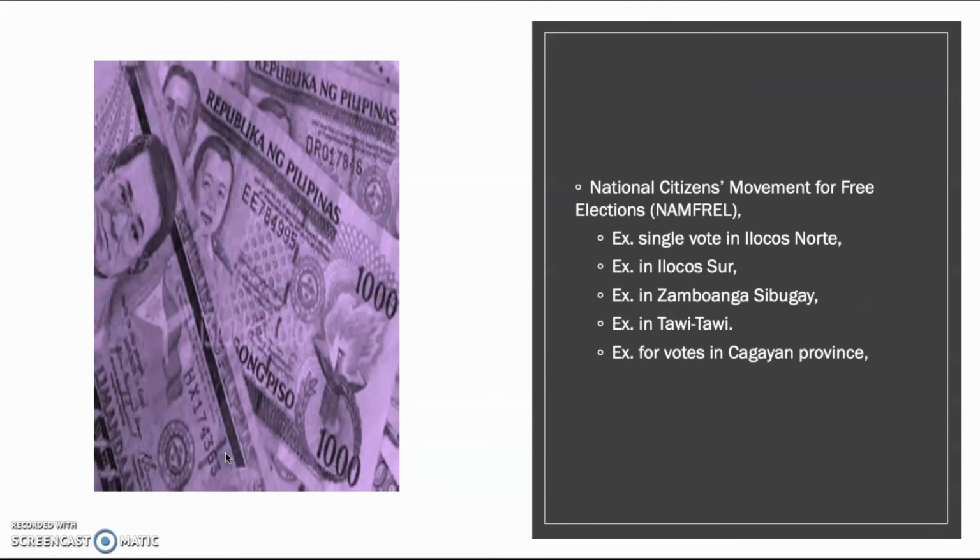So again, according to the records of NAMFREL, based on the materials given to us by the Commission on Elections, a single vote in Ilocos Norte is worth about 3,500 pesos. And a single vote in Ilocos Sur is worth 3,000 pesos. And in Zamboanga Sibugay and Tawi-Tawi, there is vote buying, vote selling. 2,000 pesos in Zamboanga Sibugay and 100 pesos in Tawi-Tawi. See, that 100 pesos is not even worth the load for your online classes.